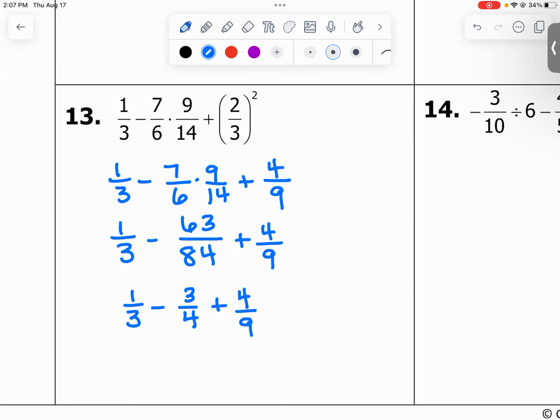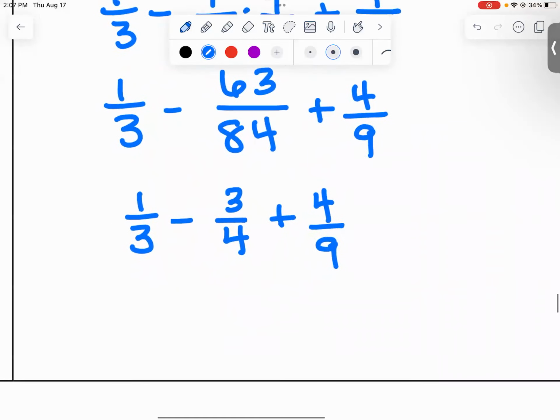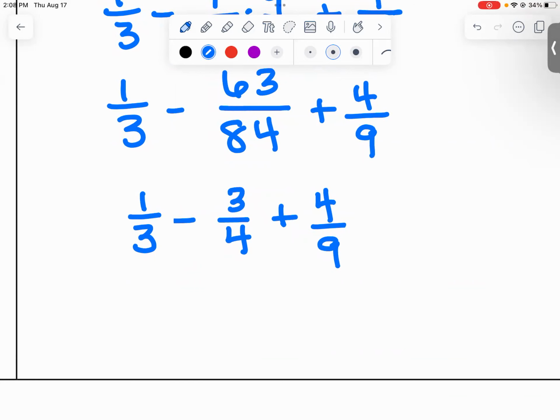Now if we're going to add fractions, we need a common denominator. What common denominator should we choose? Wait, I thought we did subtraction first. So yes, you are right. We need to do subtraction first. But I think it would be helpful if we made all 3 the same denominator to save us a headache. I think 36 would be our best option.